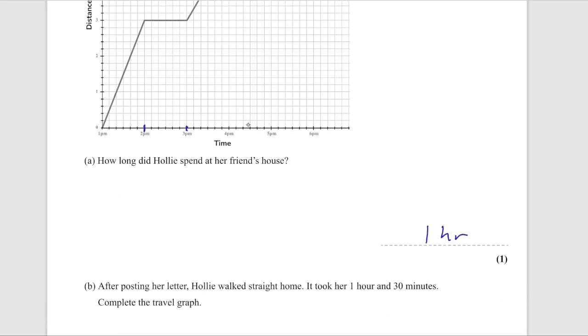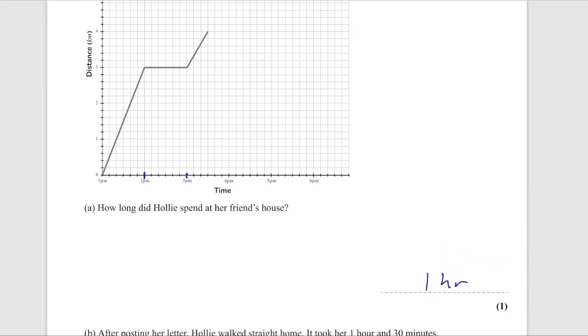After posting the letter, Holly walked straight home. It took her 1 hour and 30 minutes to complete the travel graph. So she arrived there, and 30 minutes would take us to there. So she's going to get home at 5 p.m. So we need a straight line going from there, straight down.